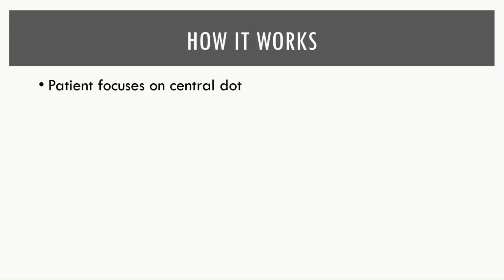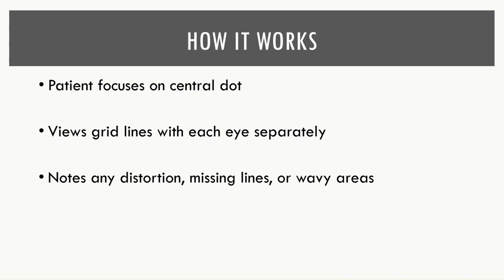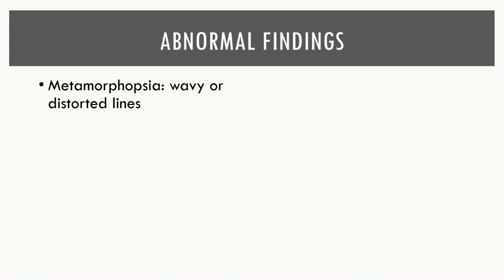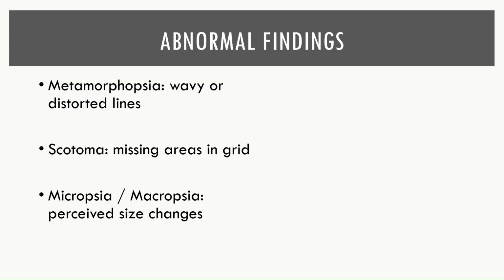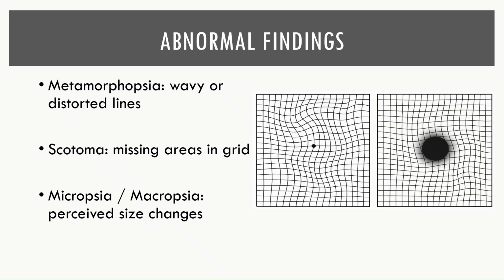The patient fixates on the central dot while observing the grid lines. Any areas where lines appear wavy, blurred, or missing may indicate macular pathology. Distortions in the grid, such as wavy lines or metamorphopsia, or missing patches, scotomas, may indicate macular edema, degeneration, or other retinal pathology. Patients may also notice objects appearing smaller or larger than normal.